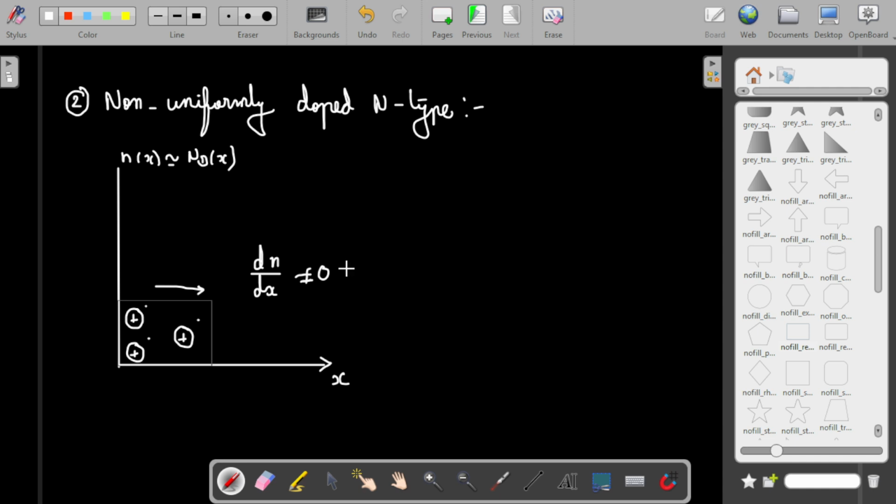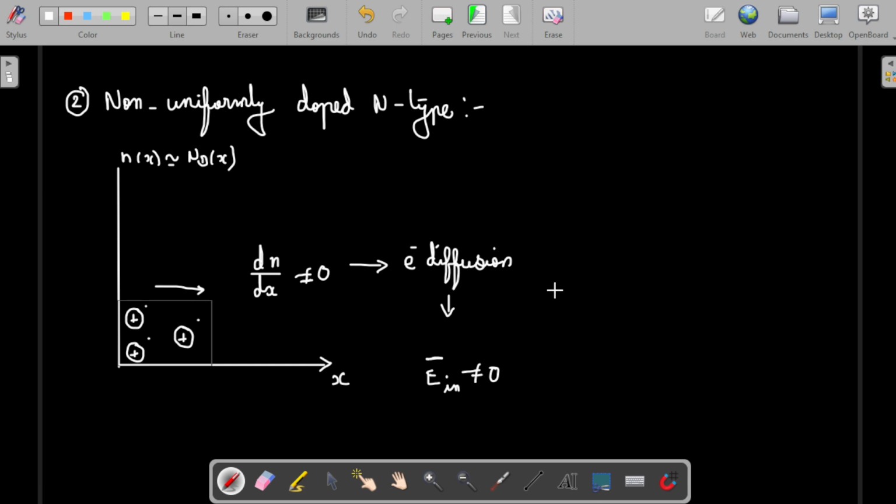What will happen? This will contribute to some diffusion of electrons. Electron diffusion will take place because the majority charge carrier is electrons in n-type. Based on this, some internal electric field will be built, which is also not equal to 0. It will be in the direction opposite to the electron movement. Because of the electron diffusion, an internal electric field is produced, and based on that, some charge carriers will be available for electrons to jump into the higher state in the EC level.